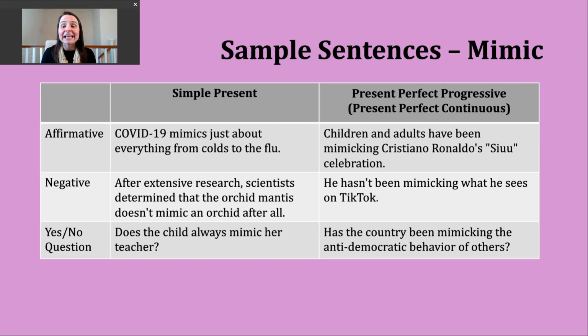Finally, let's look at making a yes or no question. To do this, we're going to start with have or has, whichever form matches our subject. Subject comes next. And then we've got our participle been and the ing form of the verb. Here's another example. Has the country been mimicking the anti-democratic behavior of others? I've seen sentences phrased this way as various policies are discussed and implemented in a variety of other countries. So again, this idea of imitate or copy.